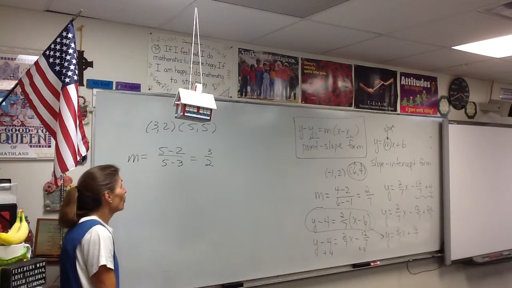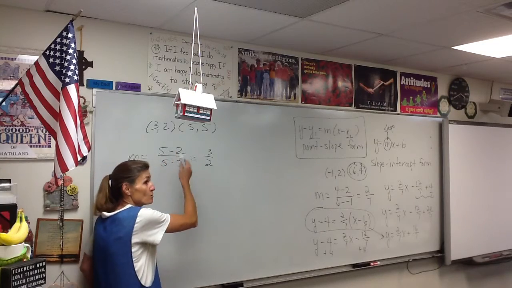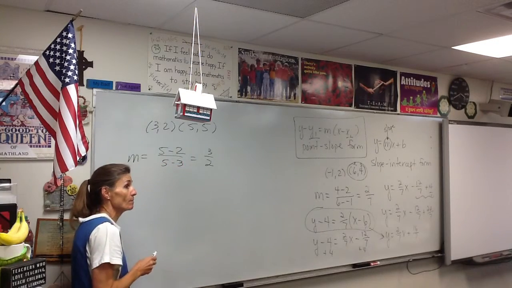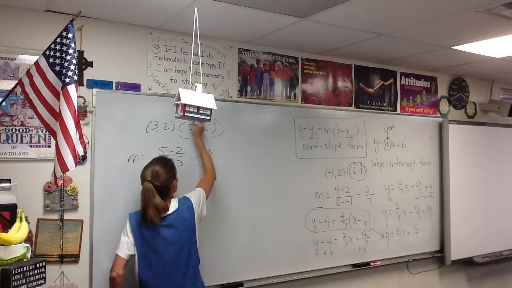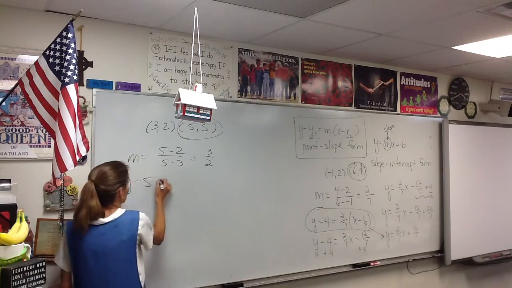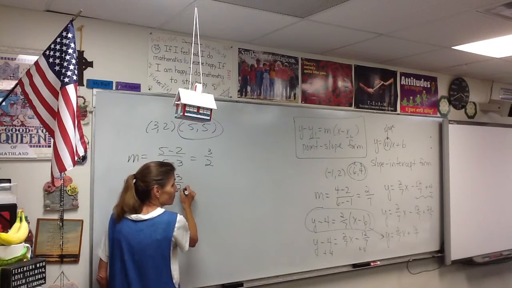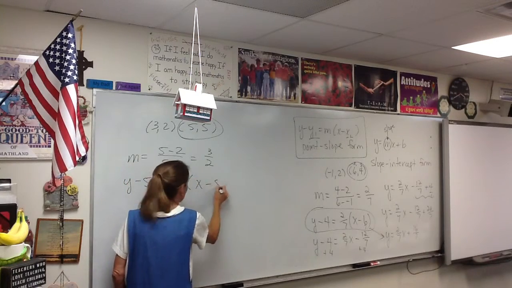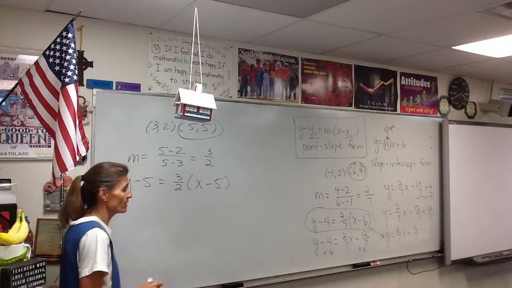Hannah, what point did you use? Remember, you have to pick a point. Which one did you use? 5, 5. So Hannah used this point, and then what did you write, Hannah? y minus 5 is equal to 3 over 2 parentheses x minus 5. You are exactly right. Very, very nicely done.